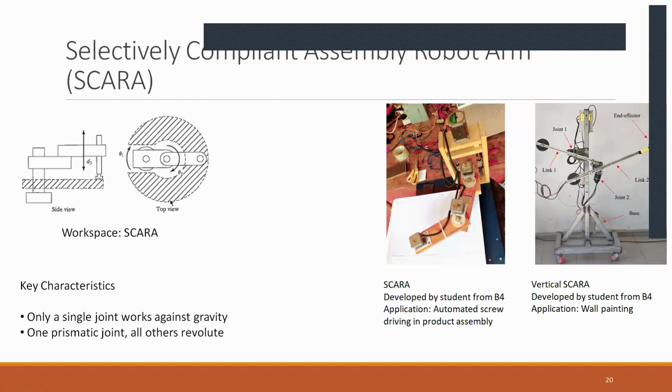And therefore, it has resulted in SCARAs being one of the fastest robots, at least a bit slower than the Deltas that you see. But when it comes to fast assembly operations, this is the go-to type of robot.